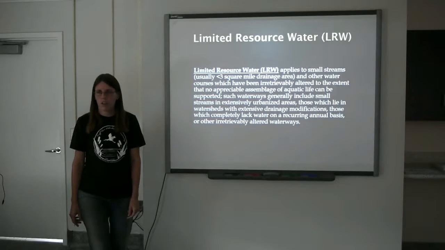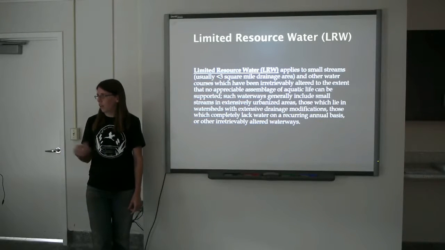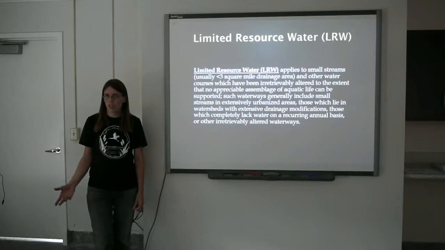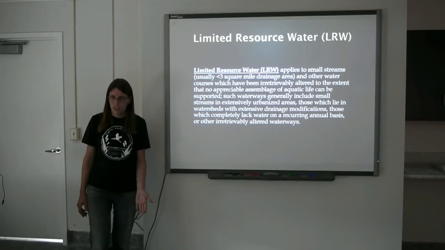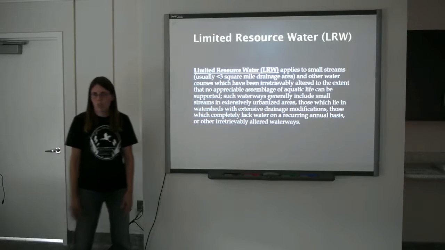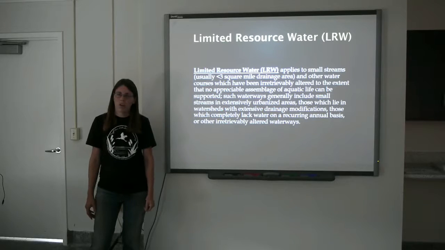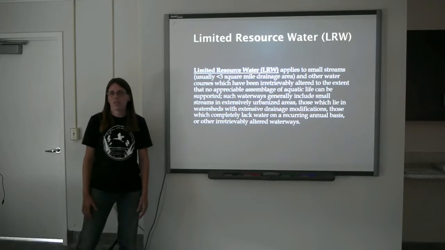Limited resource water is similar to modified in that it has been irretrievably altered, will probably never recover, usually very small streams. Many of these streams are in urban areas. Many of them lie in watersheds with a lot of drainage modifications.